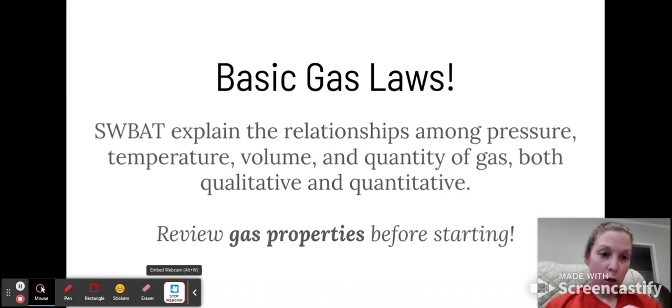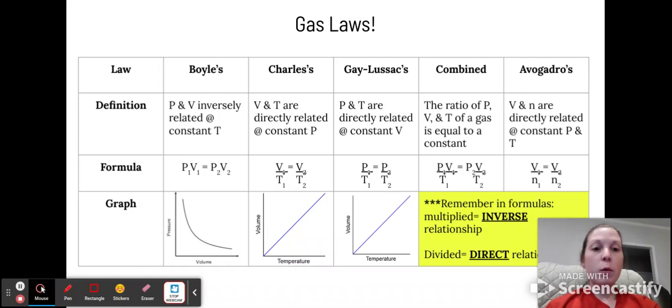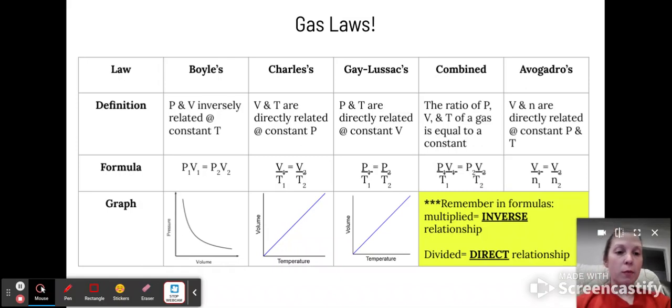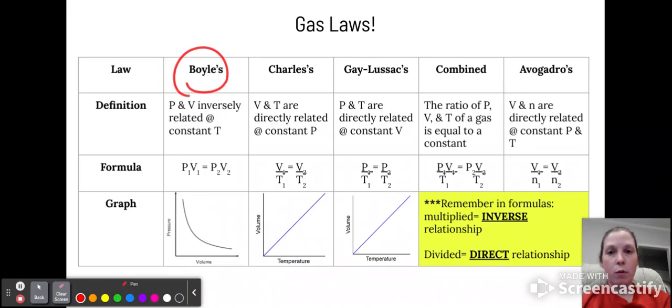So before you get started, you may want to pause here and go back and review your gas properties. So we have a bunch of basic gas laws here. And the biggest one that you need to really make sure to know is Boyle's and probably combined, I would say. The other ones I may quiz you on, test you on just for practice so that in case you see them on the test, you're good. But these tend to be the two of the basic laws because they really focus on ideal gas law for the final exam. So let's just go over these and talk about their graphs here.